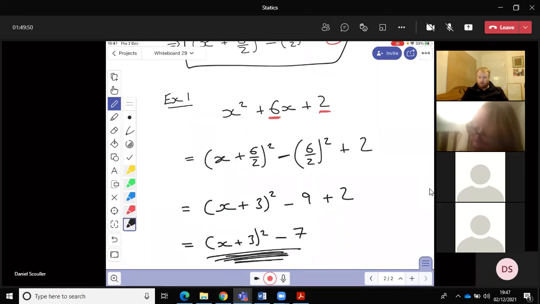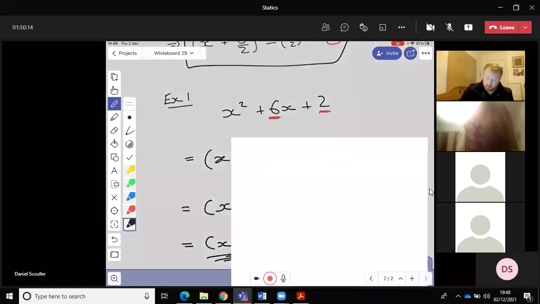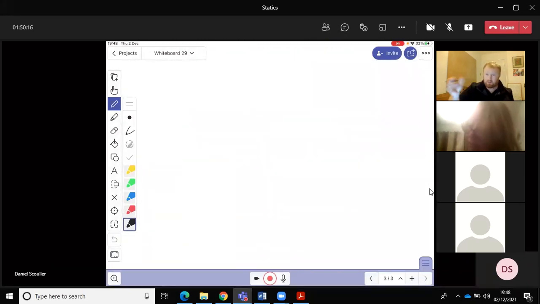It's relatively straightforward, but again, it's just putting it in a different format to tell us different information about that trinomial shape that we'll draw later on. So again, we'll come back to this. Okay, so let's do another example. If I skip a page and you want me to go back, just give me a wee shout.